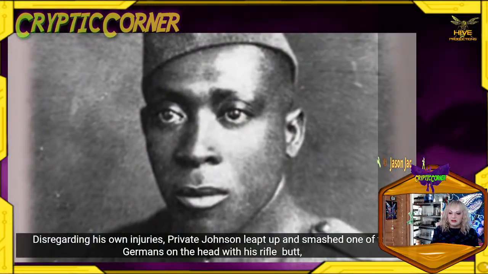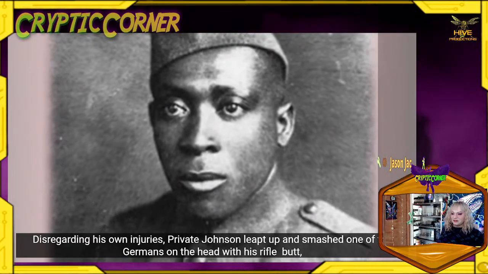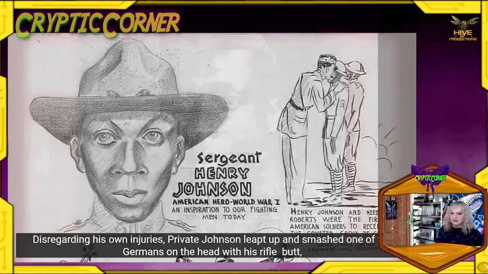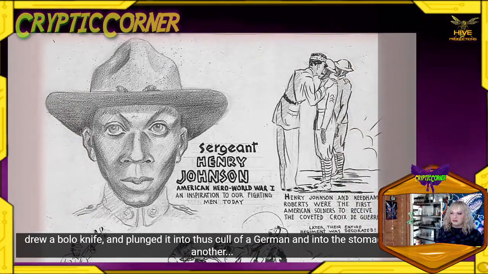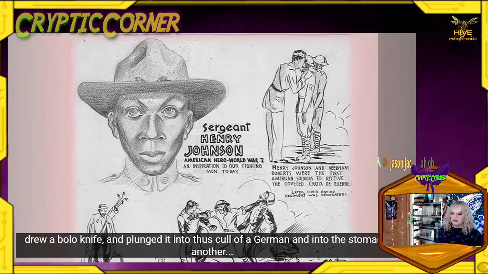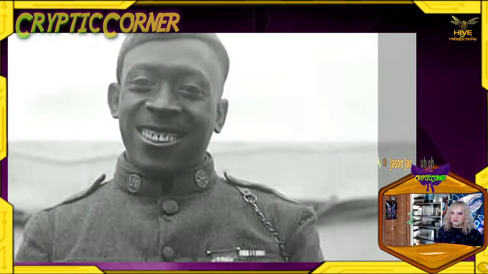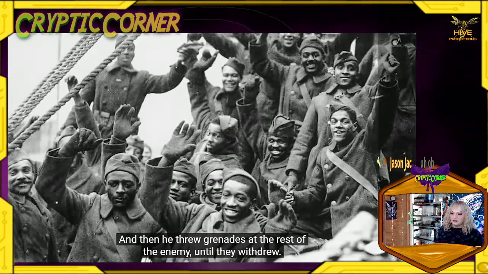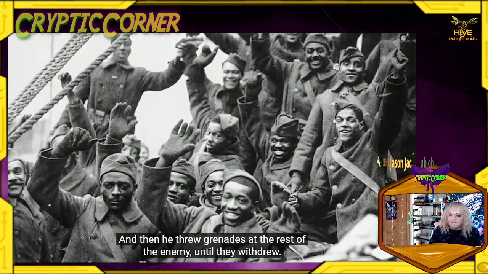Disregarding his own injuries, Private Johnson leapt up, smashed one of the Germans on the head with his rifle butt, drew a bolo knife, plunged it into the skull of a German and into the stomach of another. A hellfighter indeed. And then he threw grenades at the rest of the enemy until they withdrew.